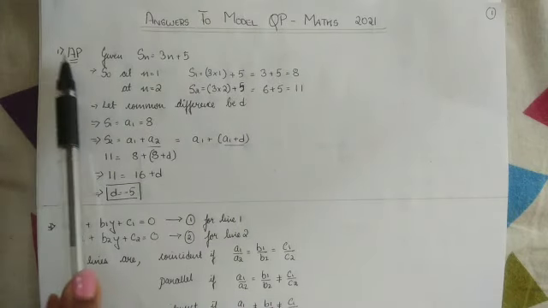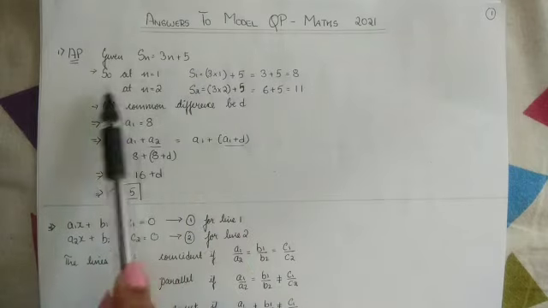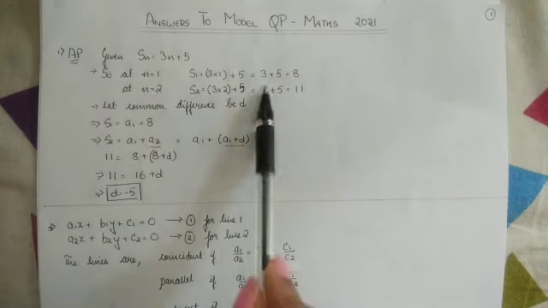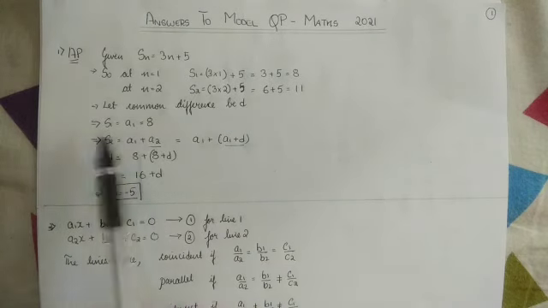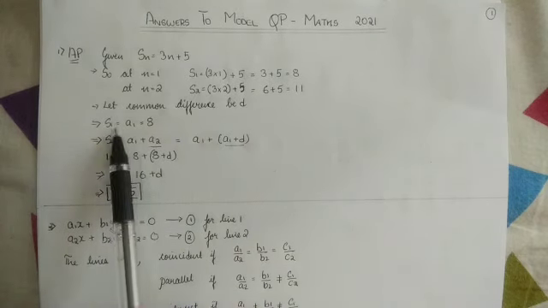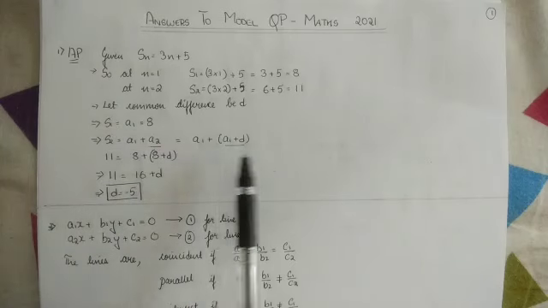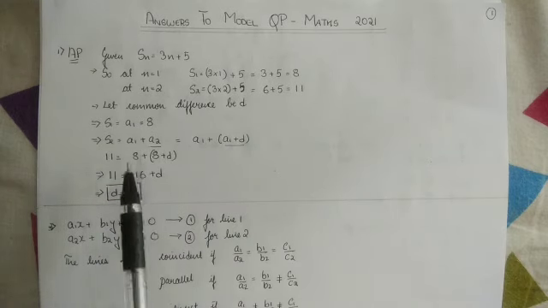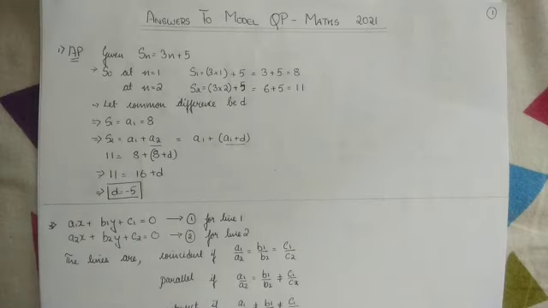The first question is on arithmetic progression. So Sn is 3n plus 5. At n equal to 1, S1 would be 3 into 1 plus 5, so 3 plus 5 is 8. At n equal to 2, S2 will be 11. So the common difference, let it be D. Then S1 equal to A1, that is 8. S2 is A1 plus A2, that is A1 plus, what is A2? A1 plus D. So 11 is equal to 8 plus D. So D is minus 5.